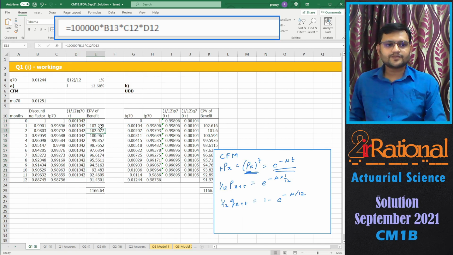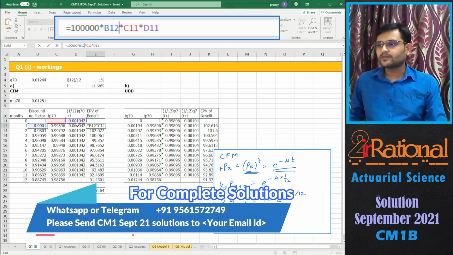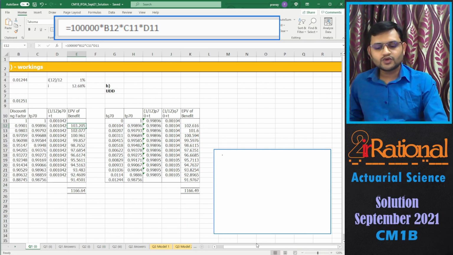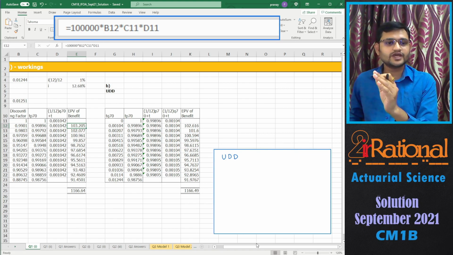Then our expected present value of benefit will just be the benefit amount into the discounting factor and probabilities of the previous times. So probability of surviving time 0 and probability of dying within that particular month. For uniform distribution of death, as I said, in the solution you might have seen that I have made a mistake that I have corrected here.